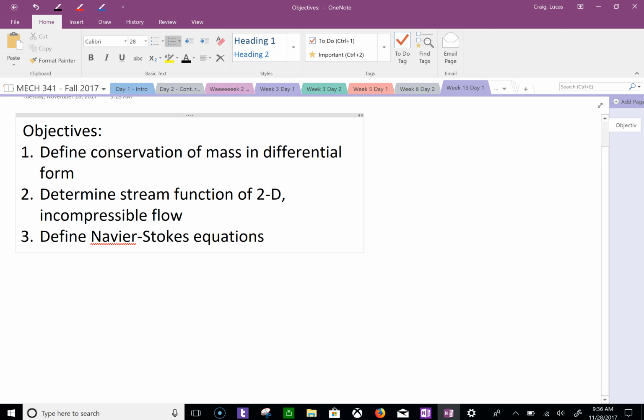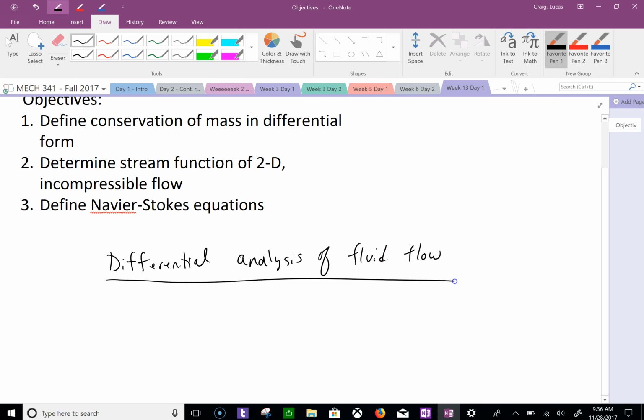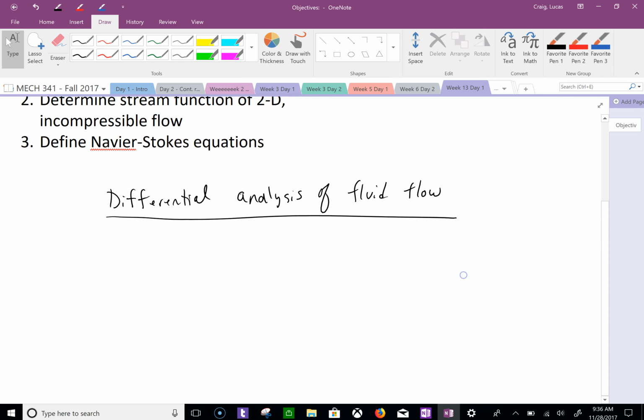Okay, so we're kind of switching gears, so a little different than what we're used to. But we're going to quickly talk about something, and then we'll get right into it. So when we look at differential form, or differential analysis, it basically determines P, V, T, rho, etc. everywhere in the flow.